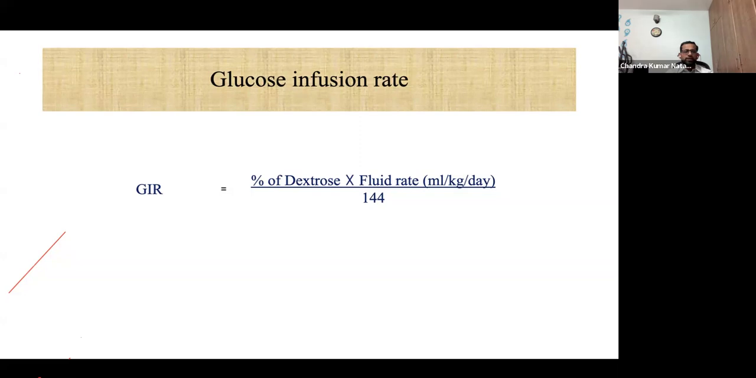So how will we arrive at this glucose infusion rate? You have to put in the percentage of dextrose which you are using. For example, if you are using a 10% dextrose fluid, you put that, and then the fluid rate in ml per kg per day. So if you are giving 100 ml per kg per day of 10% dextrose, and you divide it by 144, then you will get the GIR in milligram per kg per minute.